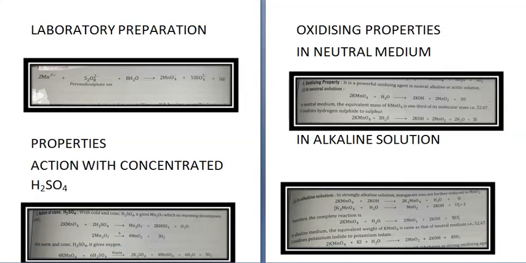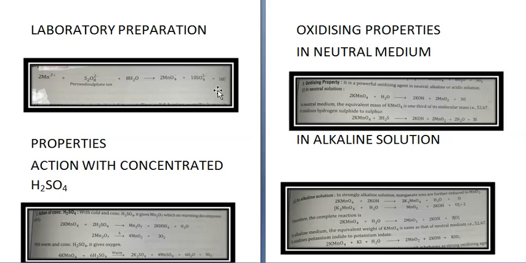In the laboratory, 2Mn2+ is reacted with peroxodisulfate ion, S2O8 2-, plus 8H2O. It gives you 2MnO4- plus 10SO4 2- plus 16H+. Okay, so these are the two methods of preparation of potassium permanganate.